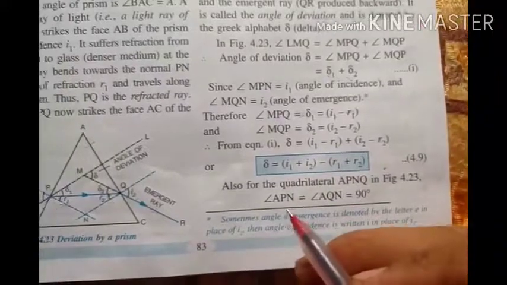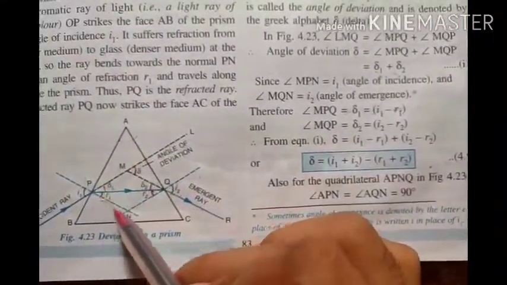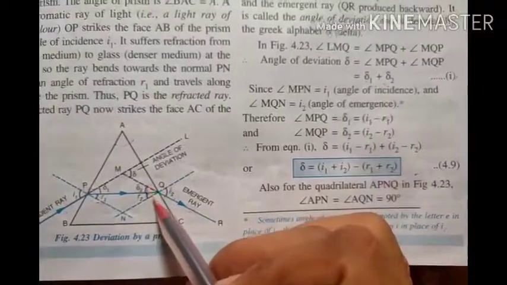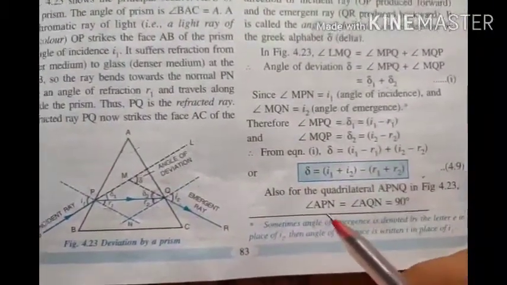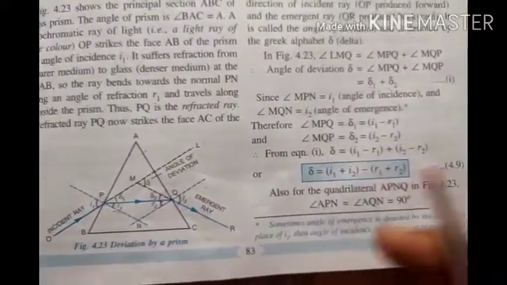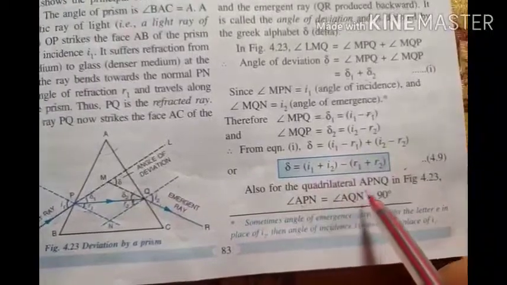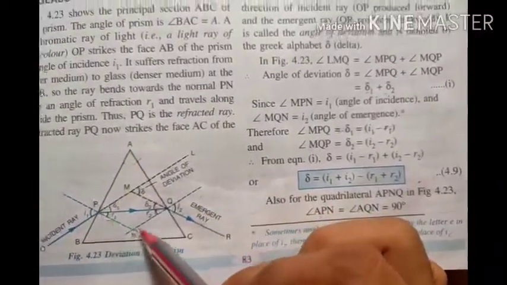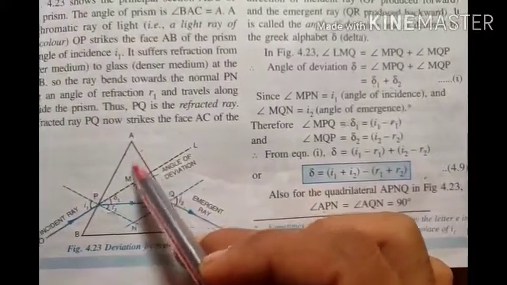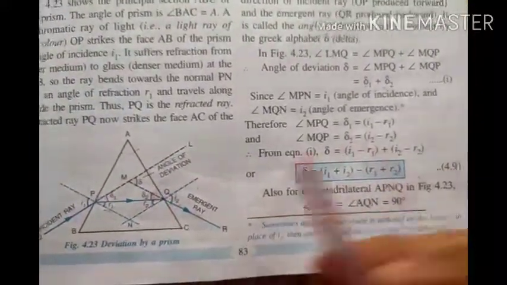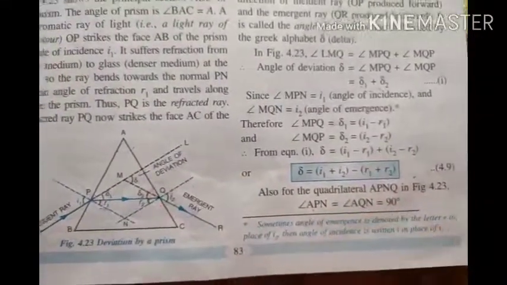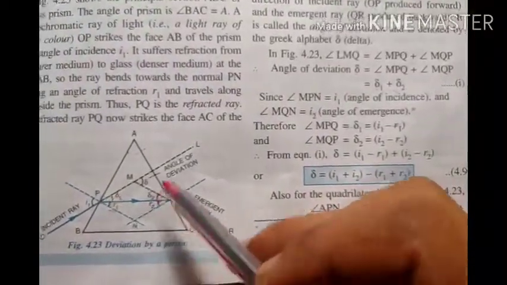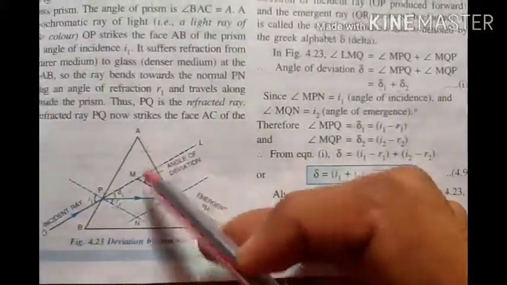Now let's see APN. Since PN is normal to this face, APN is 90 degrees. And AQN is also 90 degrees. So the sum of APN plus AQN is 180. Now this quadrilateral APNQ: what is its property? The sum of all its angles has to be 360. We know APN and AQN are 90 each, which is 180. So the sum of the rest of the two angles has to be 180.